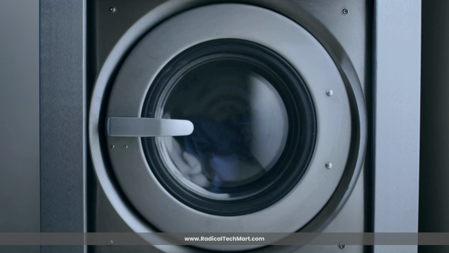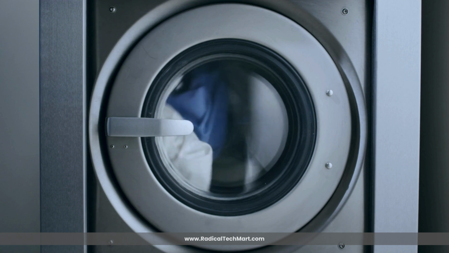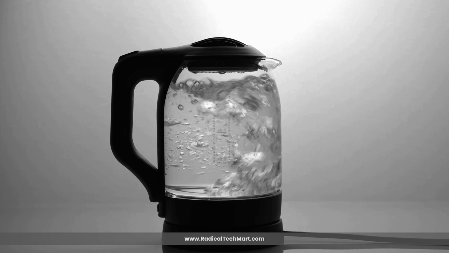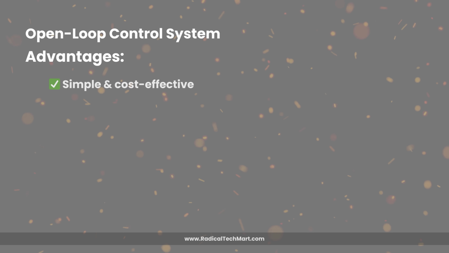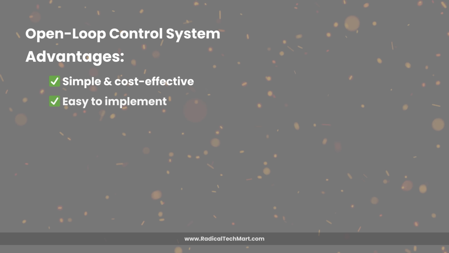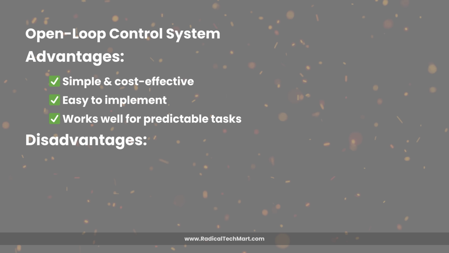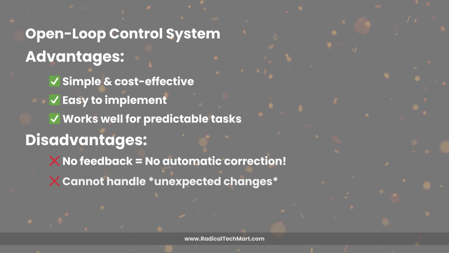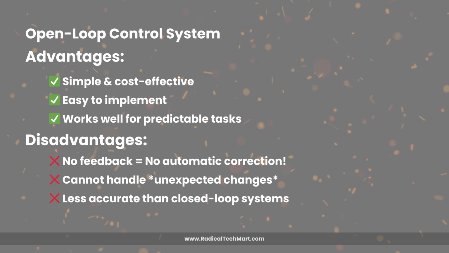Let's take one example. A washing machine runs at a set cycle without checking if the clothes are clean or not. Second is an electric kettle, which heats water for a fixed time without sensing the temperature. Now let's check the main advantages of the open loop system. They are simple and cost effective, easy to implement, and work well for predictable tasks. Now let's check the disadvantages. No feedback equals no automatic correction. It cannot handle unexpected changes and is also less accurate than closed loop systems.